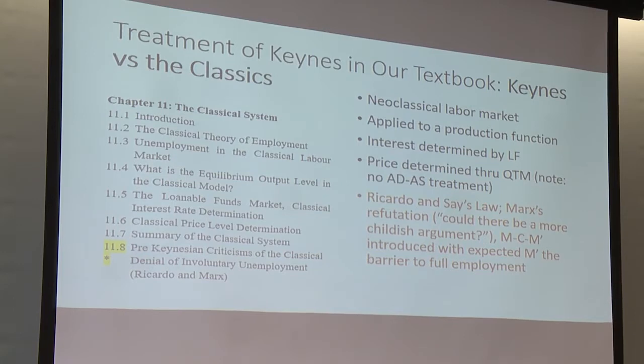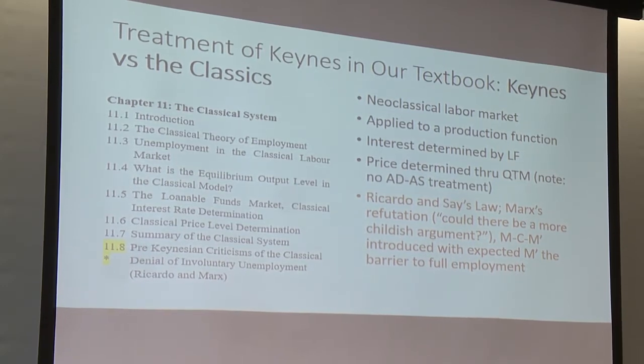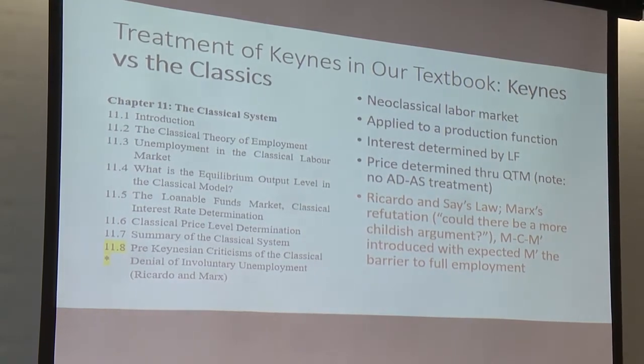So we are presenting that classical system. A lot of you know that there is a problem in this term classical and neoclassical. It really is the neoclassical system, but Keynes called it the classical system. And most people, when they talk about the debate between Keynes and orthodoxy, frame it as Keynes versus the classicals. So we decided in the end to keep that term.